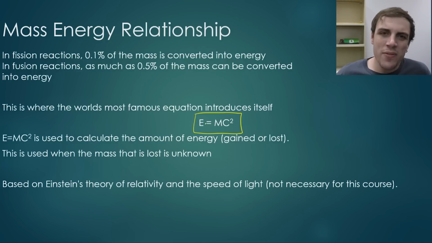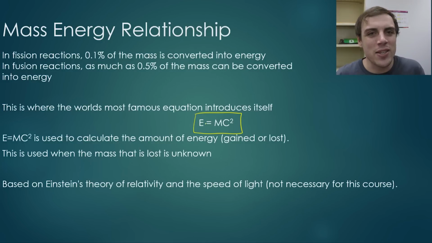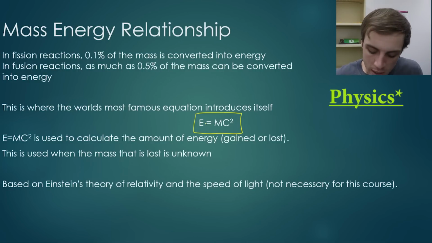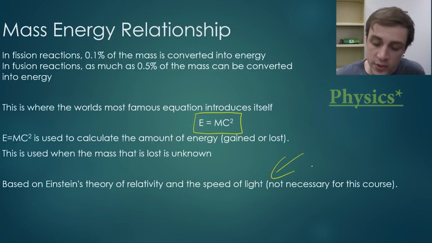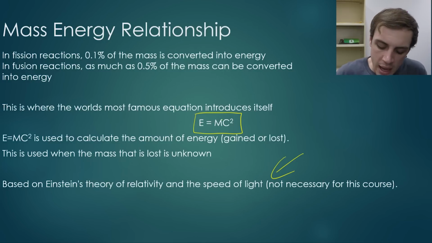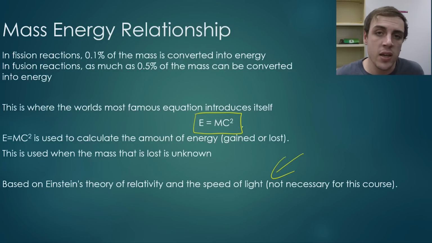A very oversimplified long story short version is that it relates to Einstein's theory of relativity and the speed of light. That's not really necessary for this course. That's where we really start to bridge off into physics now. So this stuff here is just for your information. However, just be aware that E equals mc squared tells us how much energy is being released by a unit of mass by comparing it to the speed of light.